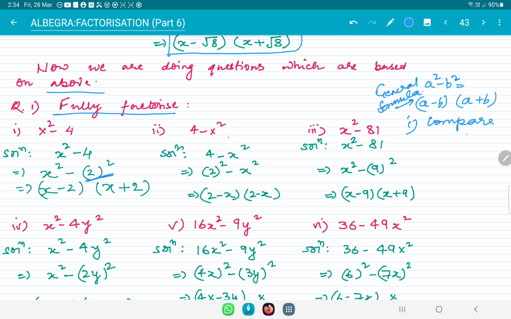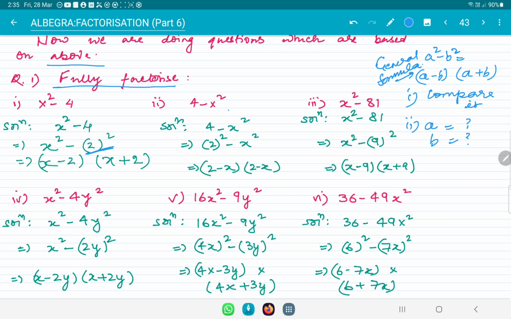When you compare with the general formula, first you will see what is a and what is b. That is your second step. And third step, when you get the values of a and b, just put them in the formula. In this way you will get the final answer. Now check your final answer also.